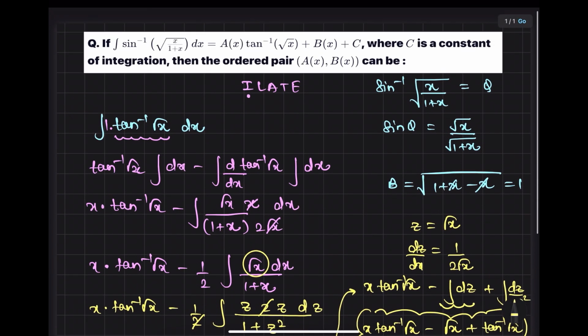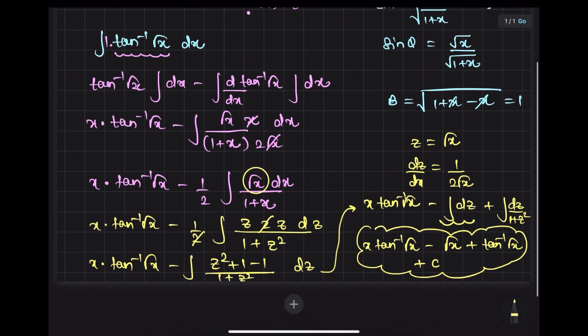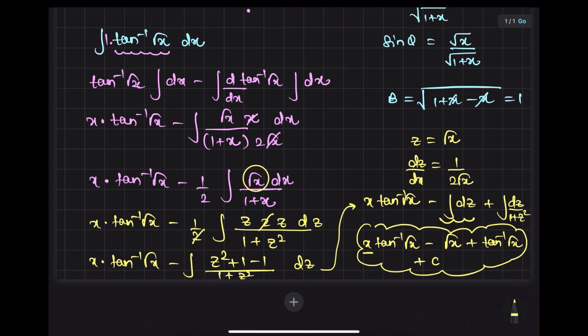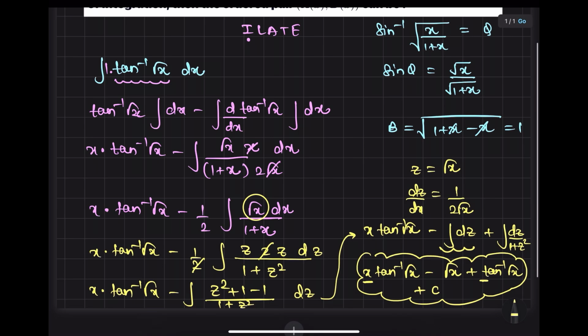I hope the idea is clear and you can connect with ax. ax is the coefficient of tan inverse x. So ax is x plus 1 and bx is minus of root x. Okay.